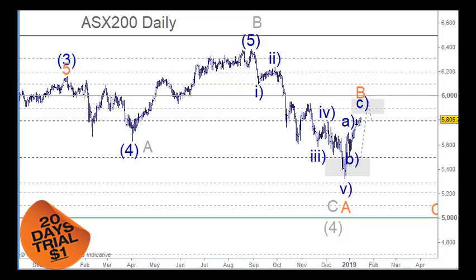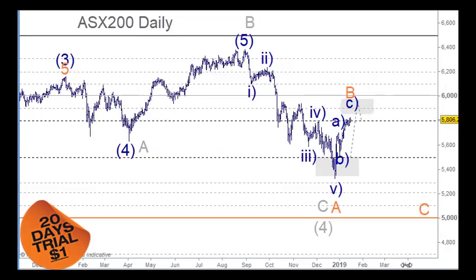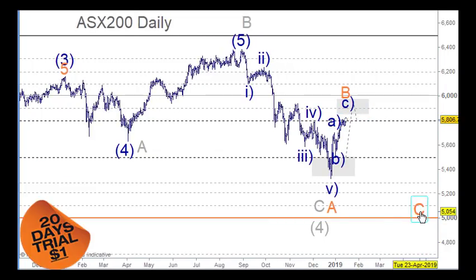So just going over the larger count, which I have two counts for. One is that we have wave 3 here, wave 4 here, wave 5 here, and we're looking down at an A wave here, a B wave back up into this box here, which would be the 5,900 area, and then wave C down lower into the 5,000 area.